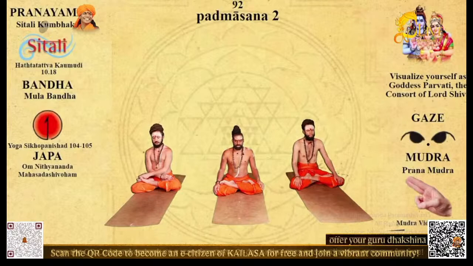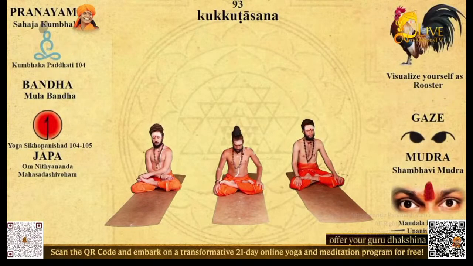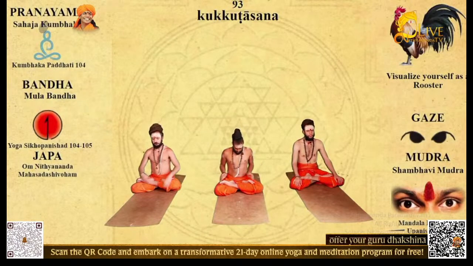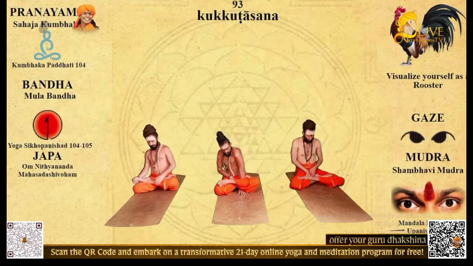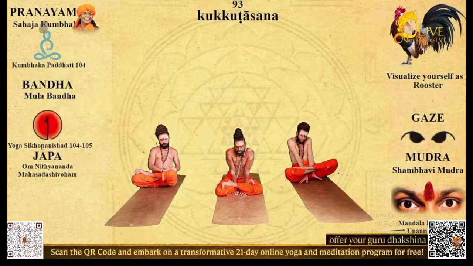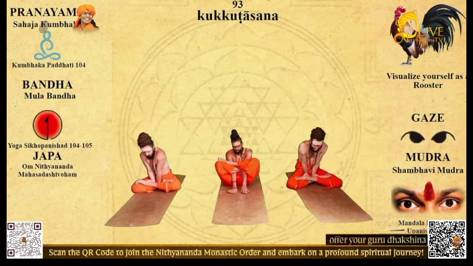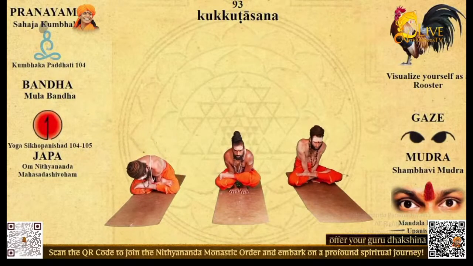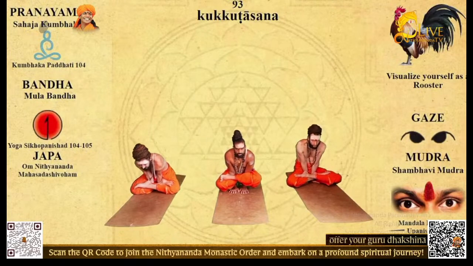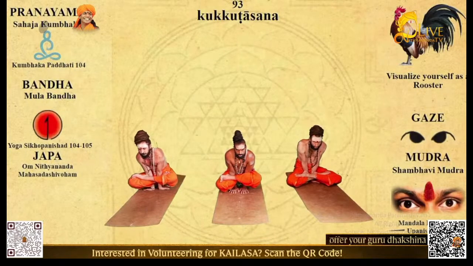Now the next asana is Kukkutasana. As you still be seated in the Padmasana, place both the hands between the thighs and calves, place the palms on the ground, lift the legs off the ground. As you balance the body, visualize rooster in your inner space. The japa is Om Nithyananda Sadashivoham. The pranayama is Sahaja Pranayama.